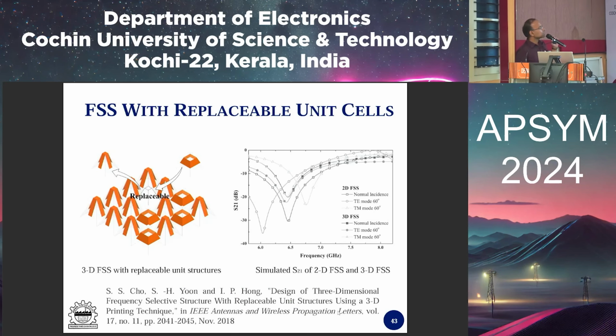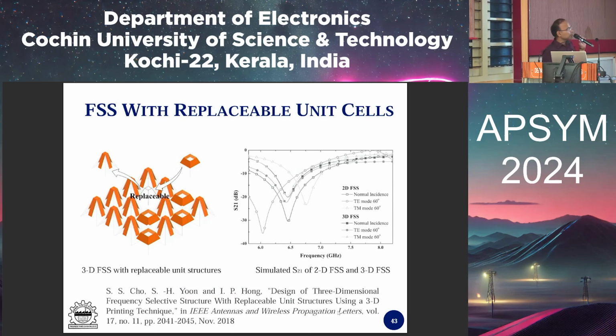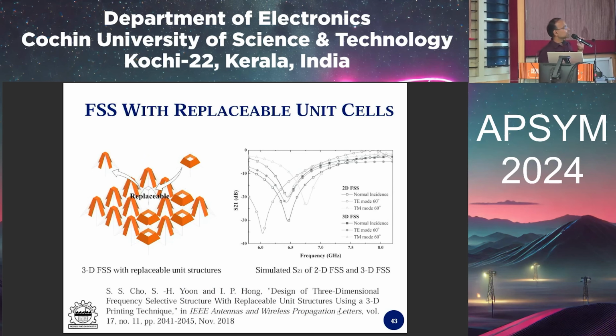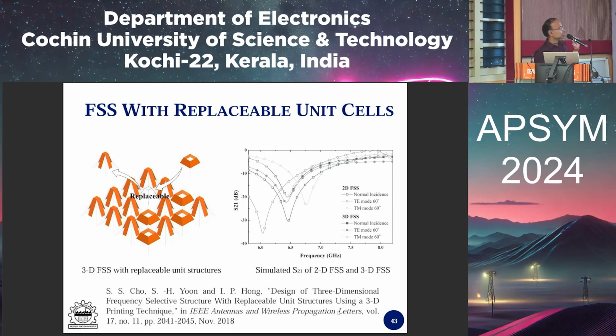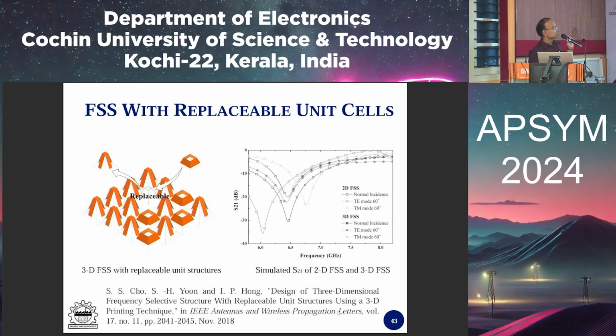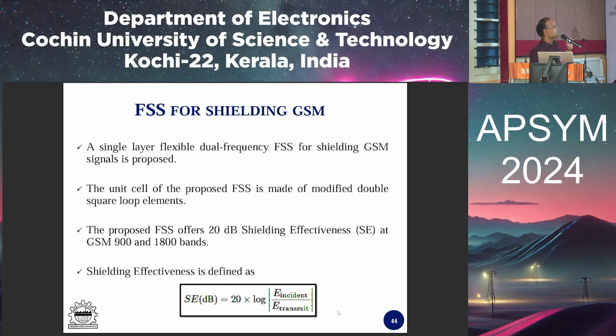Okay, so here you could see if it is a 2D FSS, if it is flat, then the response is something different. Then if it is converted to 3D FSS, it has a different response. So this is what they call a replaceable FSS, with the help of replaceable unit cells.